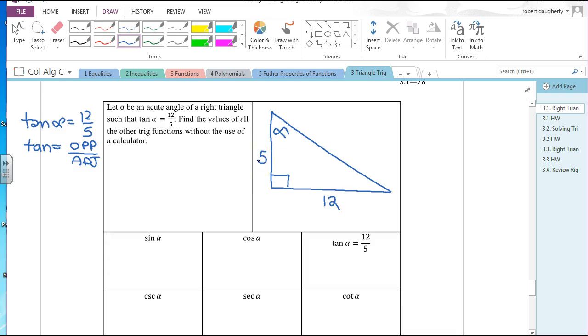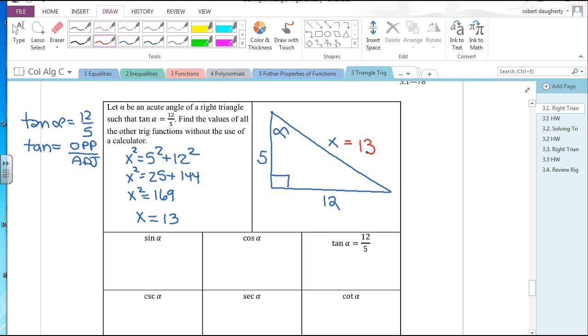And then how do I find the hypotenuse? Yeah, so x squared is going to equal 5 squared plus 12 squared. So x squared is equal to 25 plus 144. x squared equals 169. What is the square root of 169? 13. Yeah, so this one, x is 13.